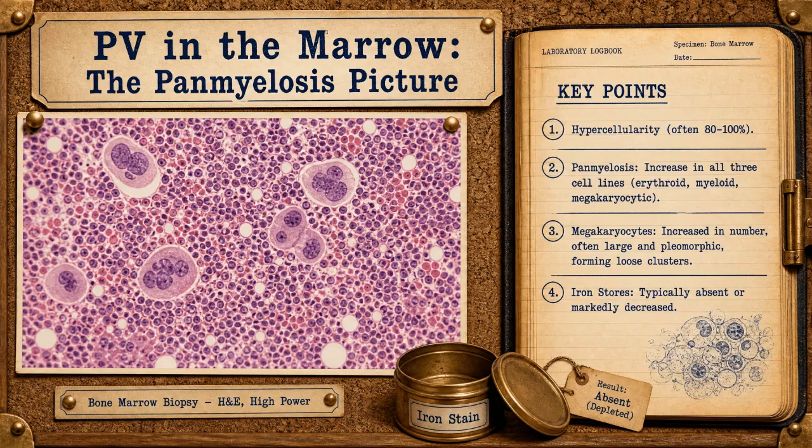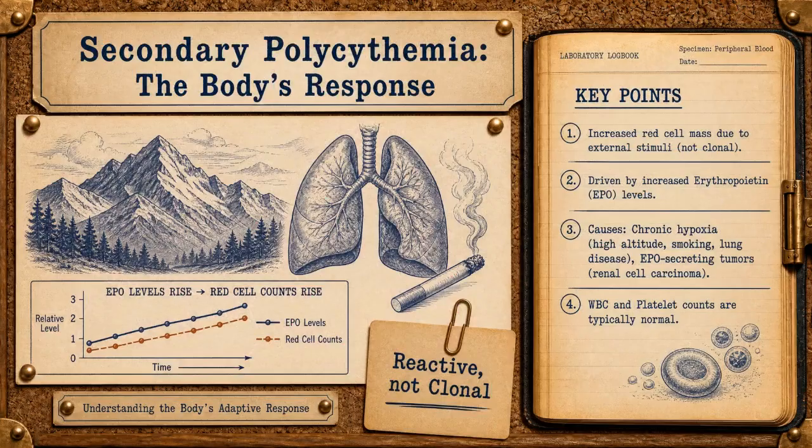Next, let's quickly touch upon conditions that can mimic PV, secondary and relative polycythemia, because not all red cell increases are created equal. Alright, histotechs, we've just talked about polycythemia vera, where the red cell production line goes rogue due to a genetic mutation. But it's crucial to understand that not all increases in red blood cells are PV. This is where secondary polycythemia comes into play.